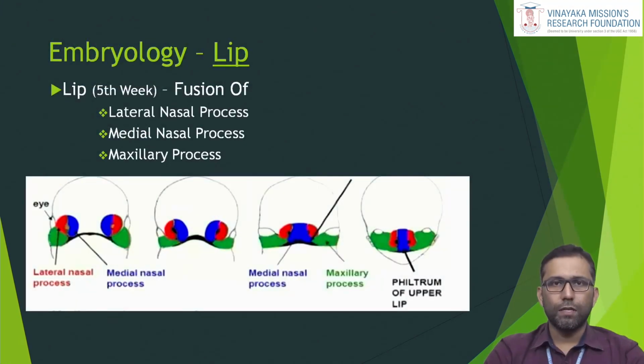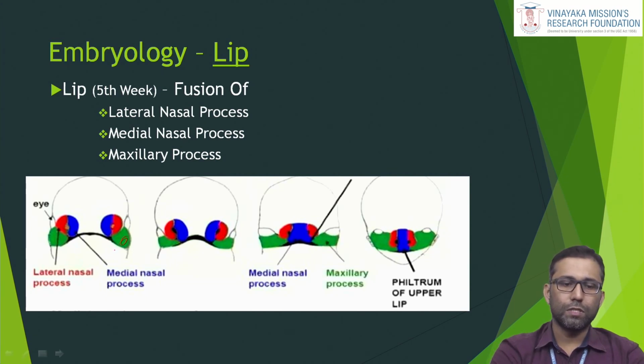Coming to the next slide, we will deal a little bit with the embryology of the development of the lip and the palate. It will be very brief. We know that lip development happens in the 5th week of intrauterine life, and the lip develops based on the fusion of the lateral nasal process, medial nasal process and maxillary process. As the picture shows, the green one shows the maxillary process, the red one the lateral nasal process, and the blue one the medial nasal process.